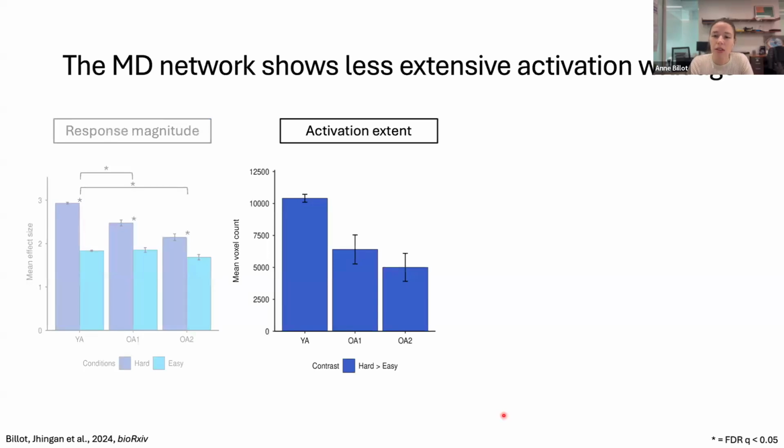Second, we found that the multiple domain network shows less extensive activation with age, and these results were replicated across both cohorts. So this goes against the idea that the MD network would expand as people get older.